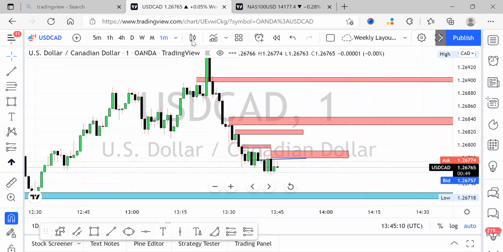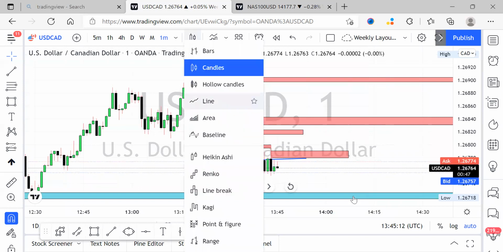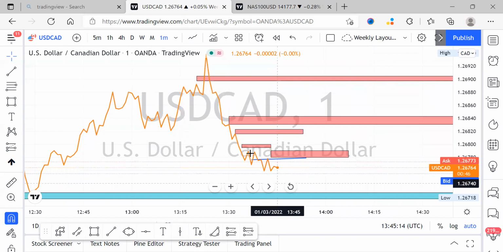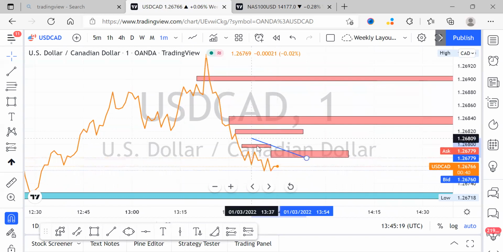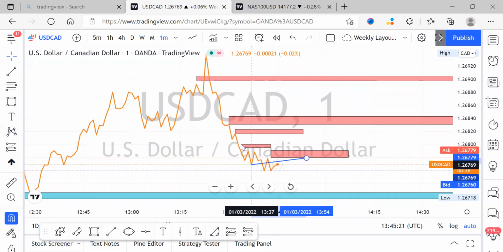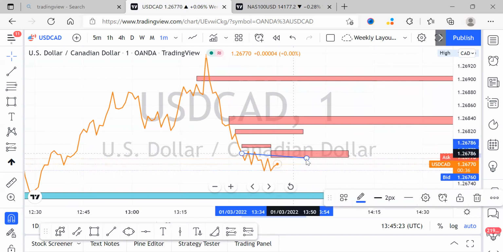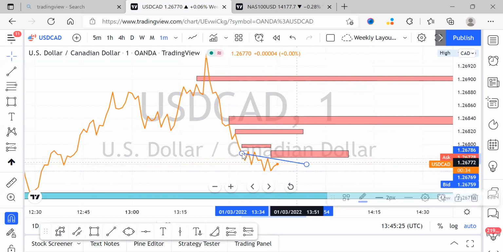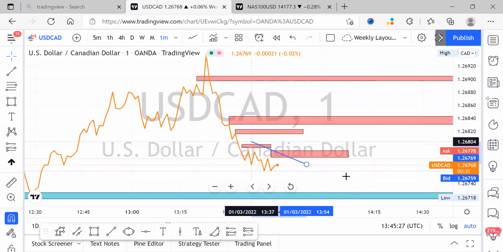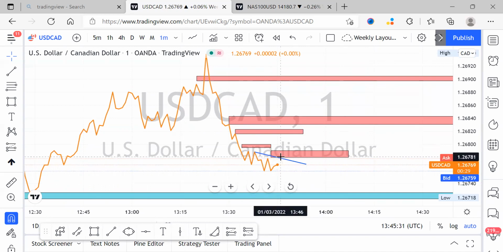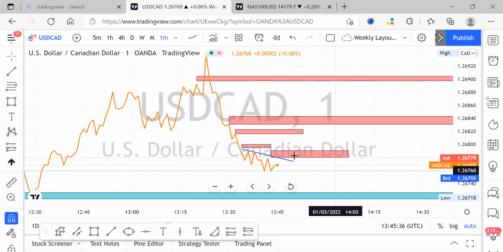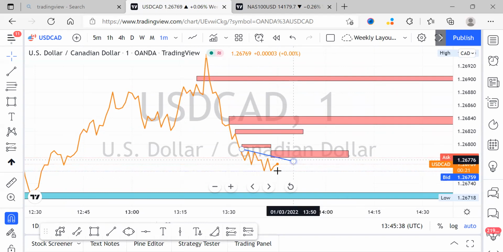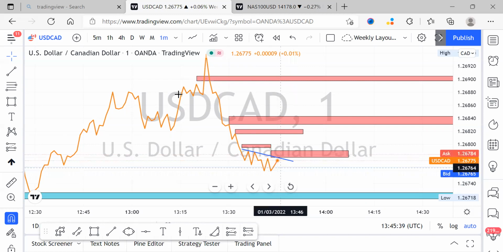If you really want to do it a bit better, go to the line chart. The line chart is telling you now the trend is still continuing to the downside. Okay, we've got the trend continuing to the downside. Okay, you've got to be able to see this, okay? And this is without any indicators, okay? Trend has not broken yet, okay?